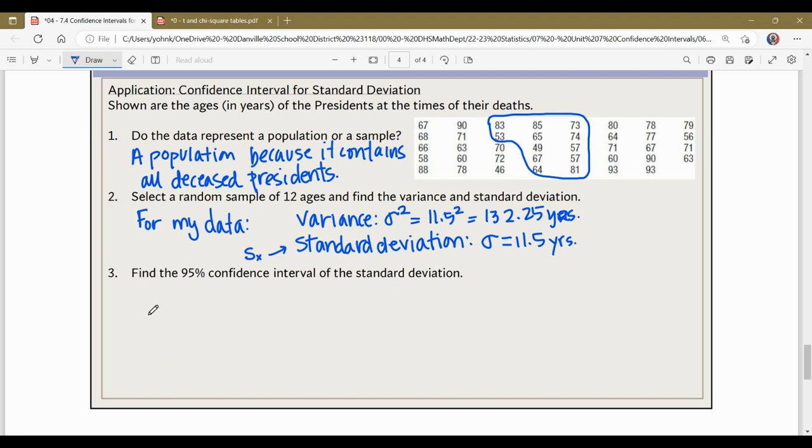Number 3 says to find the 95% confidence interval of the standard deviation. So using your data, we need to find the confidence interval. I'm going to show you how to do it using my data. I'm going to say that my n is 12, which means my degrees of freedom are 11. I can also say that my standard deviation is 11.5. Then I need my chi-square right and my chi-square left. So I need to look on my table for 95% and 11.